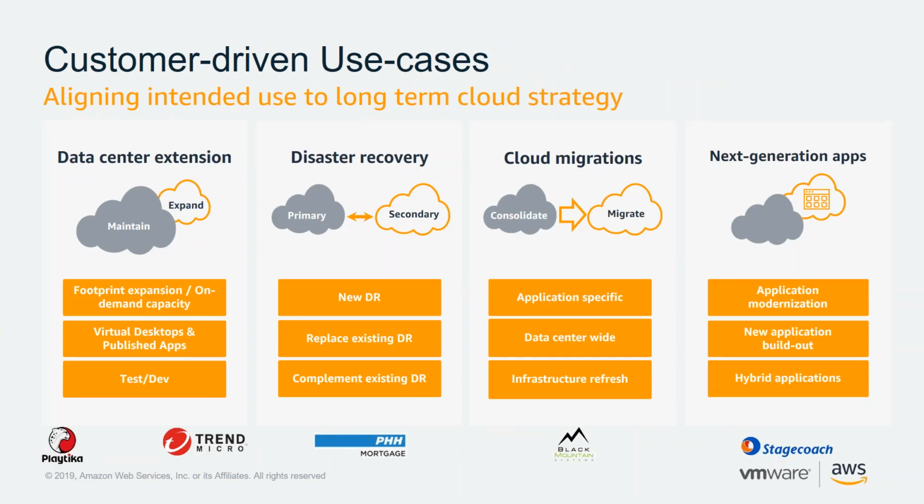There are 4 use cases that we see from customers adopting VMware Cloud on AWS. One is data center extension. Second is disaster recovery. Third is cloud migrations. Fourth is next generation apps. We will look into each of those use cases in detail in the next few slides.